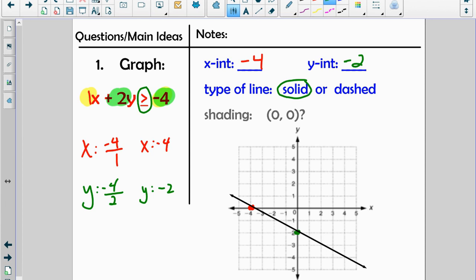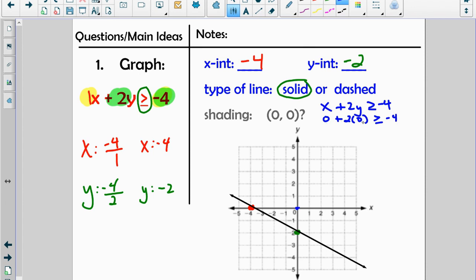So if we test a point like (0, 0), we can see that (0, 0), or the origin, is clearly above the line. It's not on the line, it's on one side of that boundary line. So that's a good one to test. So I take my inequality, which was x + 2y ≥ -4. And when I plug my zeros in for x and for y, notice how easy these calculations are.